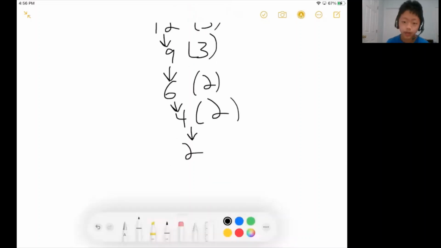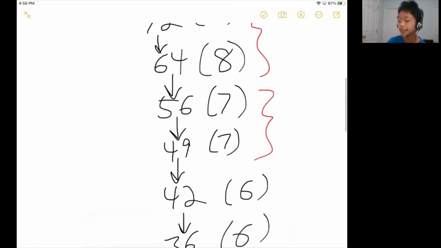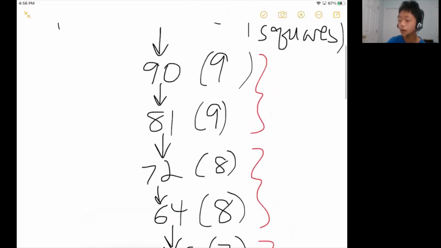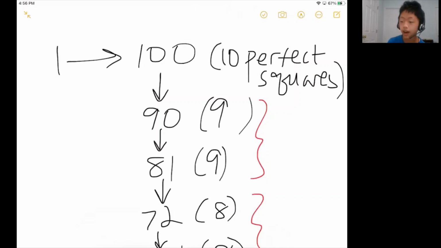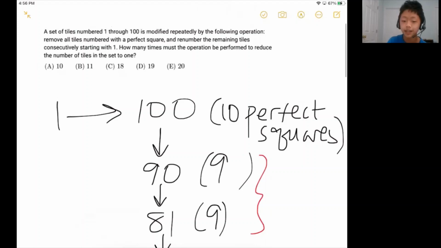Finally, once we have 2 tiles left, we're only going to remove 1 tile, because from 1 to 2, 1 is the only perfect square. So we remove 1, and now we only have 1 tile left. Then we would be done. Now you can just count how many steps this would take. I don't think I'm going to take the time to count them, but if you carefully count them, you find that the answer is C, which is 18.